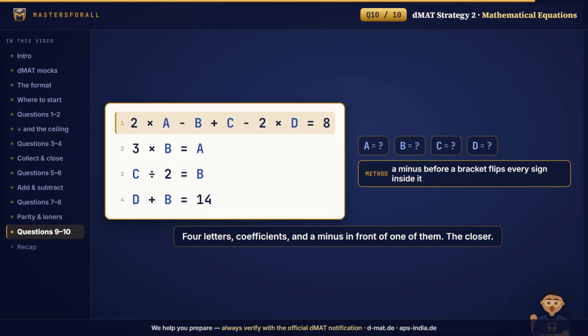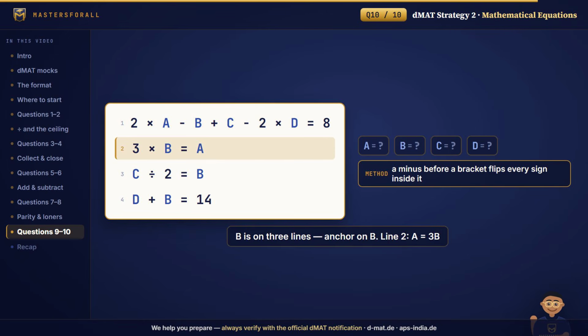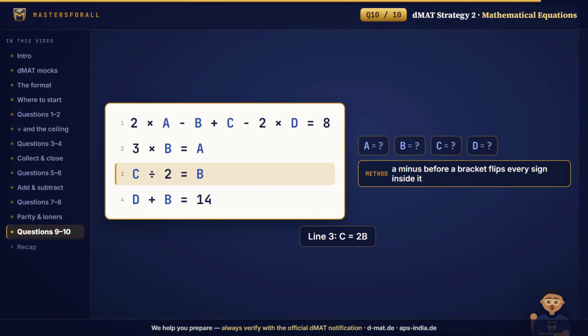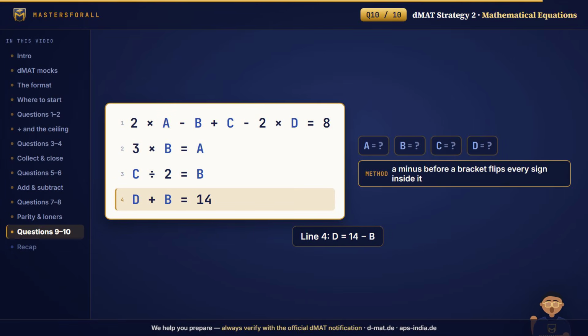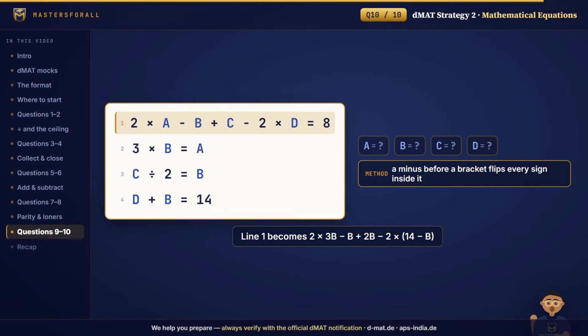Line 1 has 4 letters, coefficients, and a minus sign in front of one of them. That is the closer. Everything else first. B is the anchor. It is on 3 of the 4 lines. Line 2, A is 3B. Line 3, C divided by 2 is B, so C is 2B. Line 4, D is 14 minus B. Now line 1, 2 times 3B minus B plus 2B minus 2 times 14 minus B.